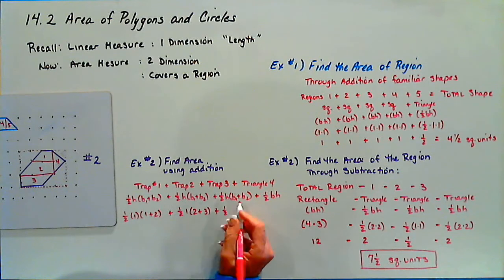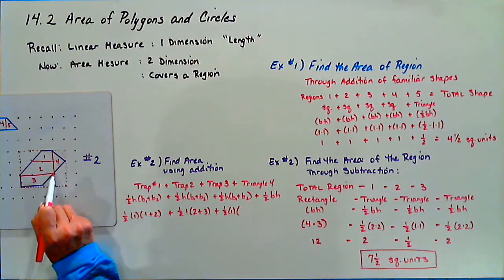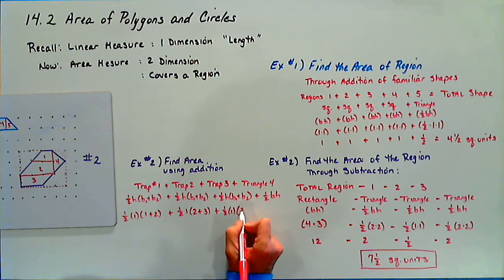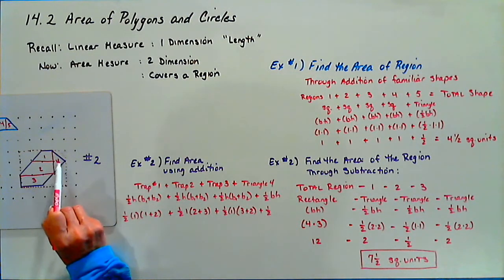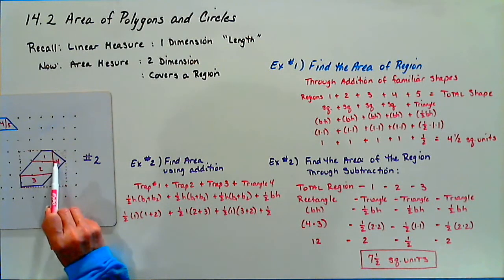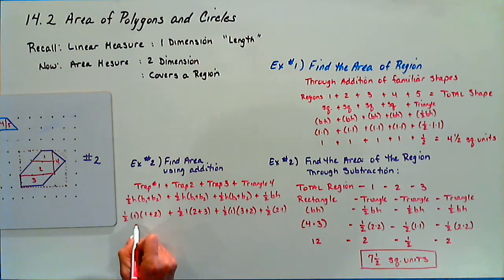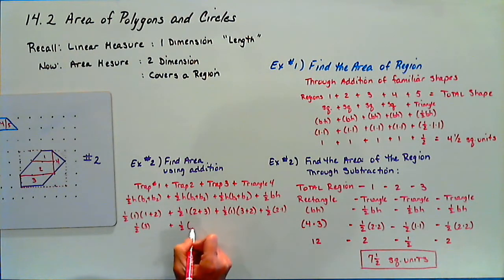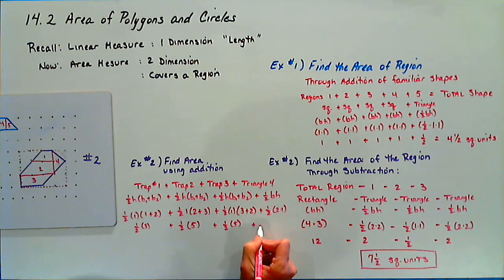Our third trapezoid, the height is still 1. One of the bases is 3, and the other base is 2. And then for our triangle, our base and our height have to be perpendicular. So it looks like the base is 2 and the height is 1, or the other way around. So this gives us 1/2 of 3 plus 1/2 of 5 plus 1/2 of 5 plus 1/2 of 2.